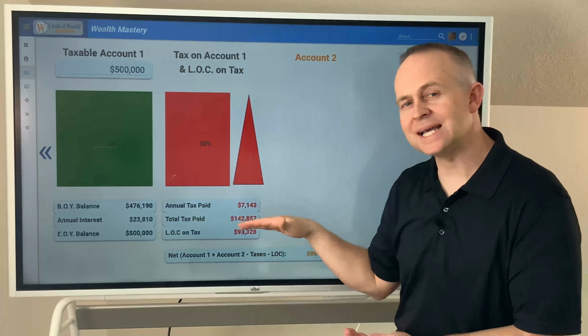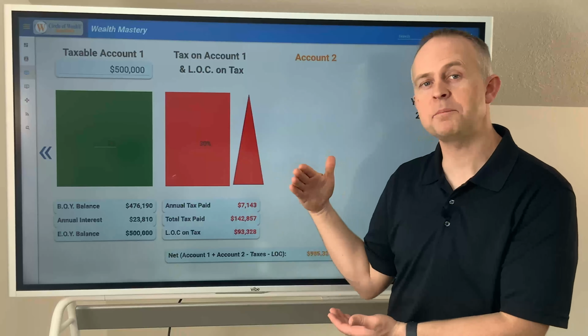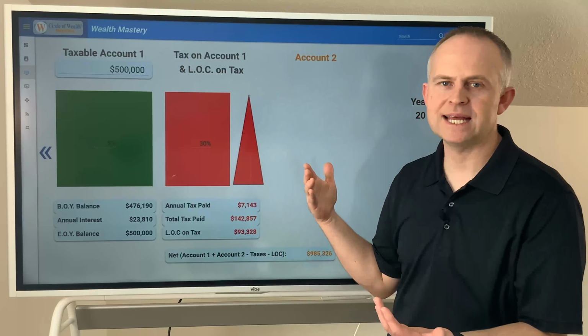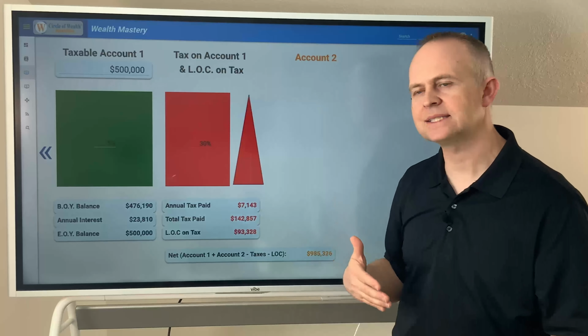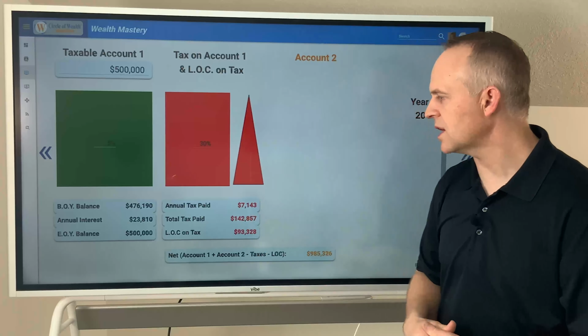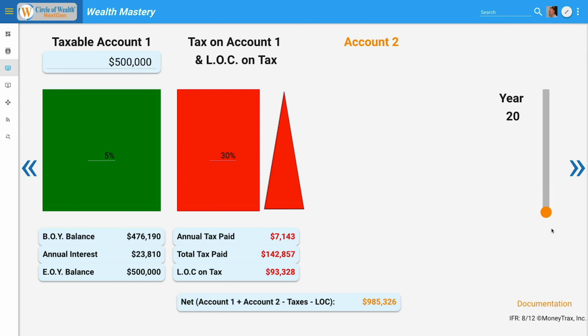So we minimized our tax liability. We didn't compound it, but we still had to pay taxes. Taxes still could have been invested. So we have our lost opportunity costs. We have our $142,000 of taxes paid. We have our lost opportunity cost of $93,000 for a net of $985,000.